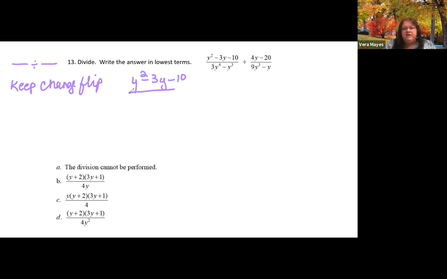Don't wait to do it at the end because you will forget. Keep the first fraction, change the division to a multiply, flip the second fraction. Now I don't have to worry about the fact it was originally division. Now it's a multiply, so I know as soon as I get everything factored, I can cancel, cancel, cancel. So this is a good one.